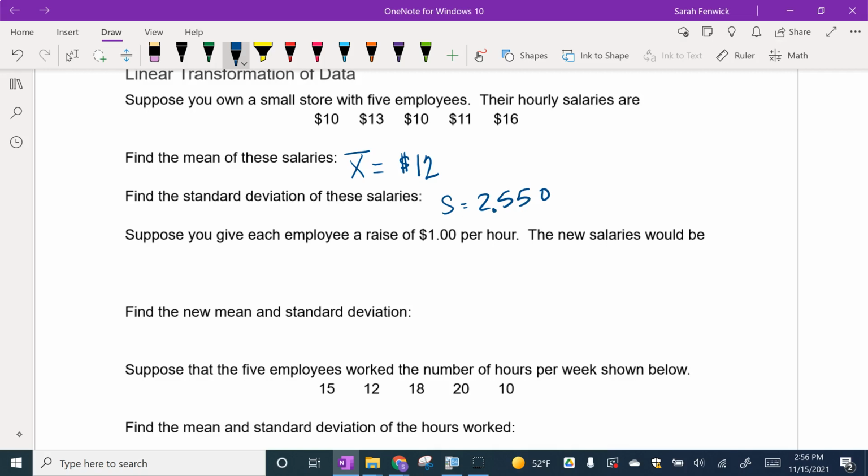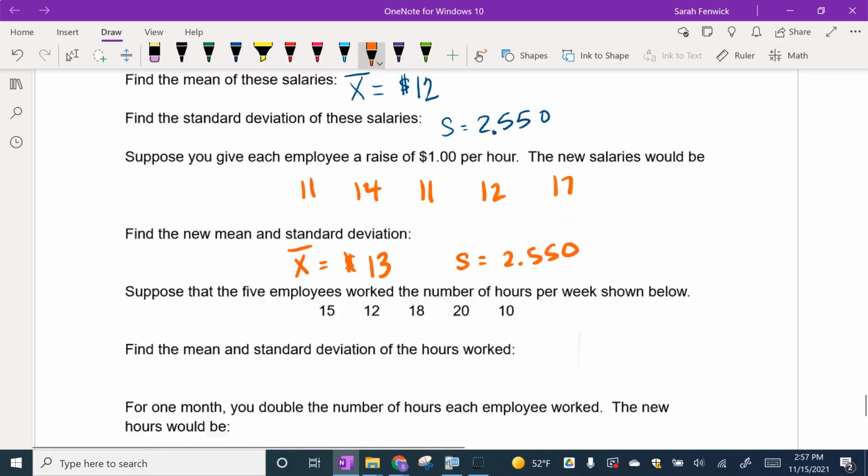Suppose you give each employee a raise of $1 per hour. The new salaries would be $11, $14, $11, $12, $17. What's the new mean and standard deviation? Well, the mean, x bar, is $13 this time. The standard deviation, however, is 2.550, because adding 1 didn't change my standard deviation. It did change my mean because all of my numbers moved up 1. They're still spread out the same. It didn't change how they're spread out.